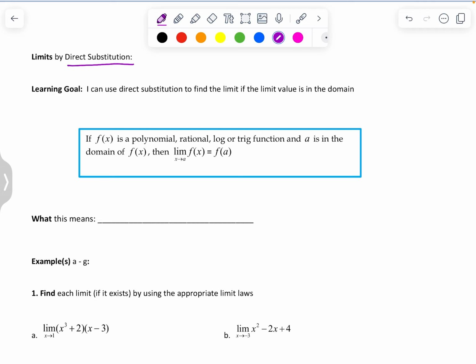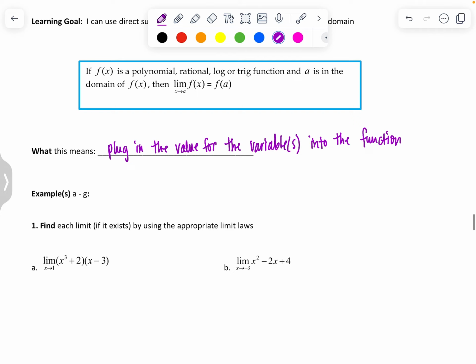So direct substitution just means that we substitute, or plug in, the value for the variable, or variables if there are multiple, for instance multiple x's. Put that in parentheses, because you'd have multiple, into the function. And when you do this, you will get the limit.